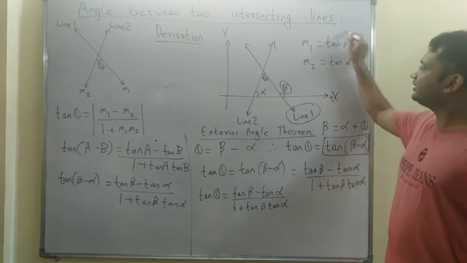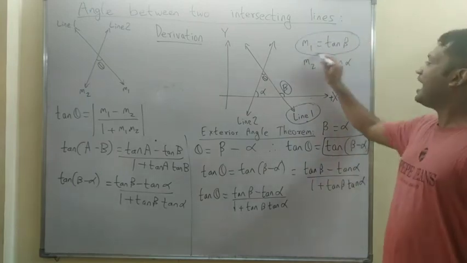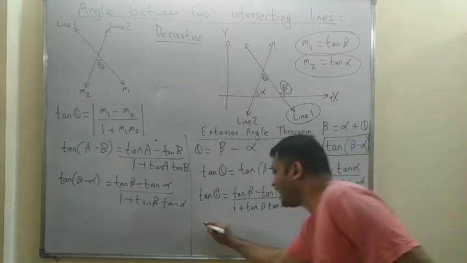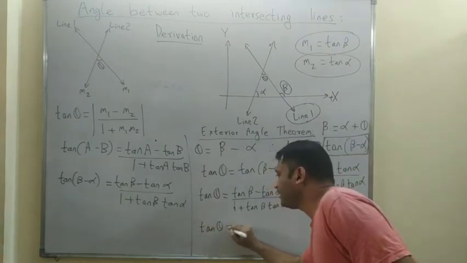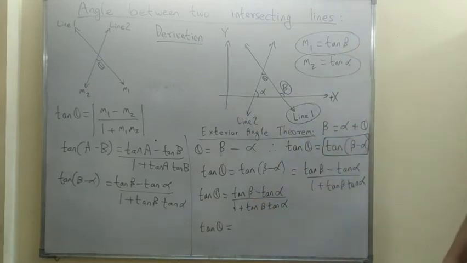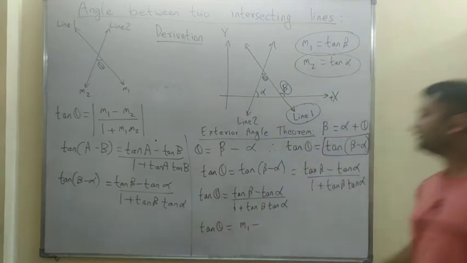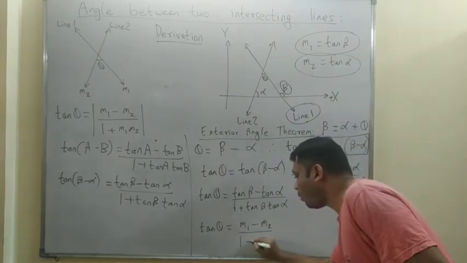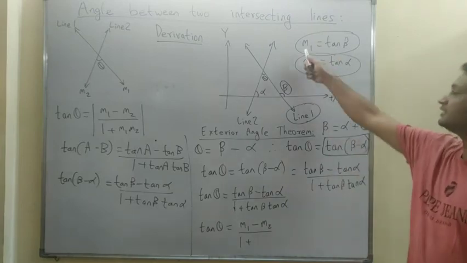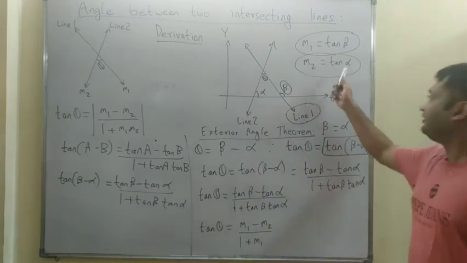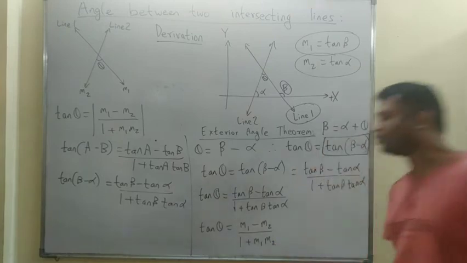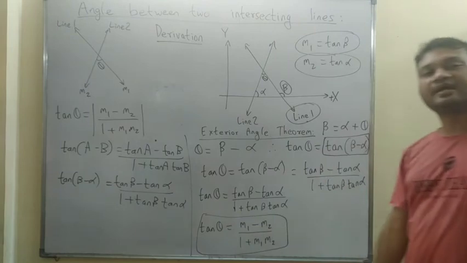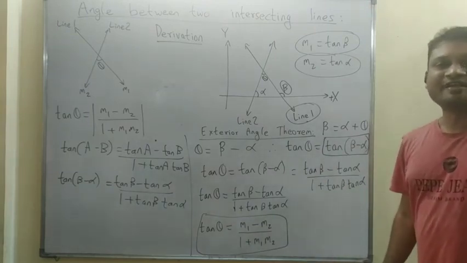So let us substitute tan beta as m1 and tan alpha as m2 in this equation. So tan theta will become tan beta, which is nothing but m1, minus tan alpha, which is nothing but m2, upon 1 plus tan beta, which is m1, and tan alpha, which is m2. So our formula, we get tan theta is m1 minus m2 upon 1 plus m1 m2.